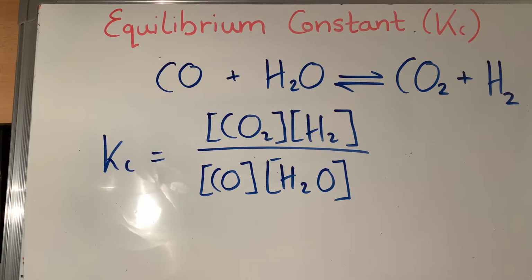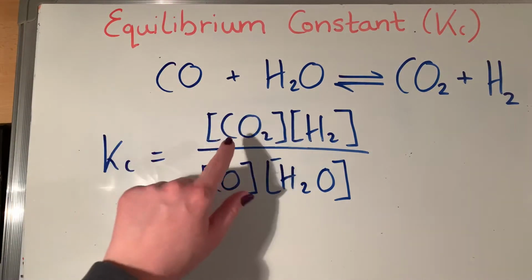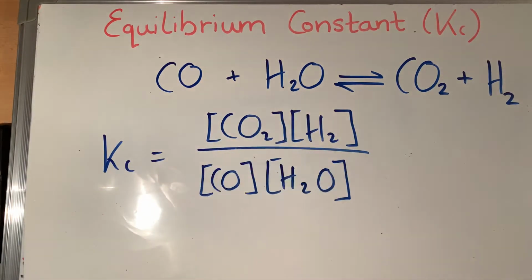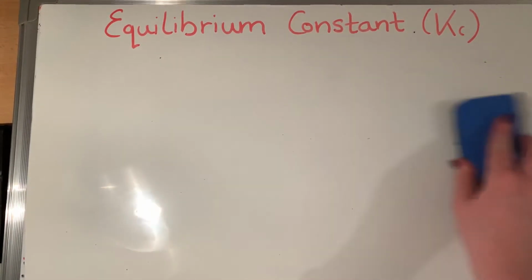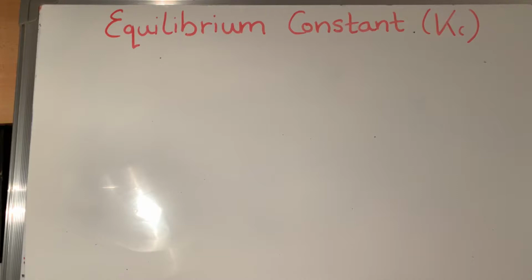It's always products over reactants, always use square brackets, and if there's a large number in front of a species, that species then goes to the power of whatever that number is. So they are the 3 key things to remember when it comes to writing the expression for an equilibrium constant. So the next thing I want to talk to you about is units. So the units for equilibrium constant can change depending on what exactly you're looking at.